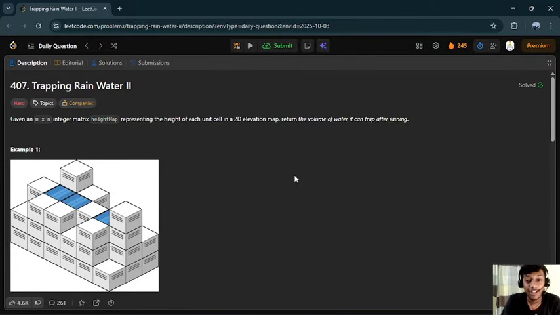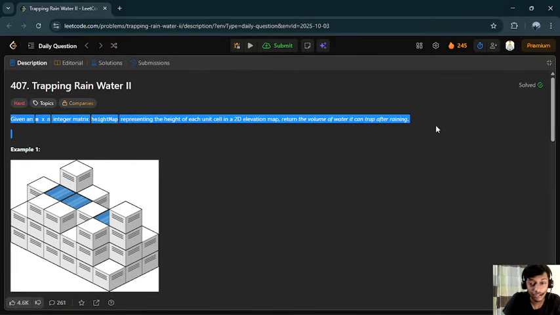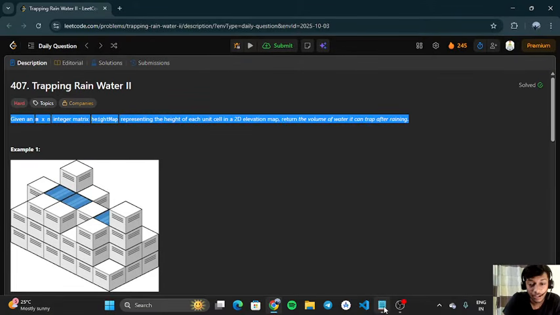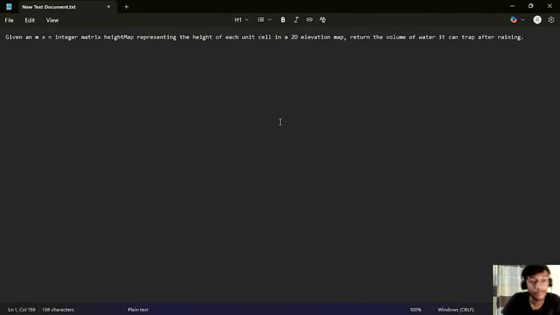So let's solve today's daily coding challenge, that is Trapping Rain Water 2. Okay, so first let's understand the question. So I'm copying it. The question is: given an m by n integer matrix heightMap representing the height of each unit cell in a 2D elevation map, return the volume of water it can trap after raining.